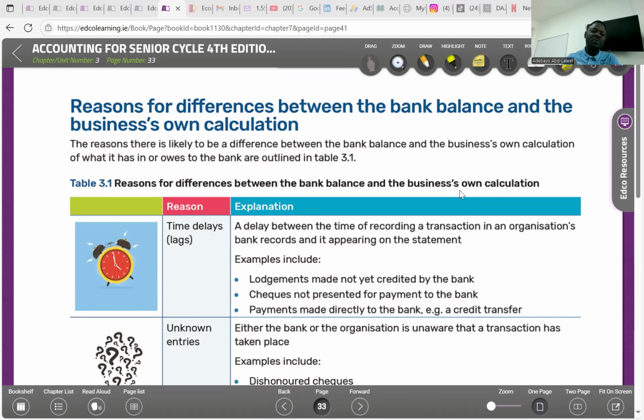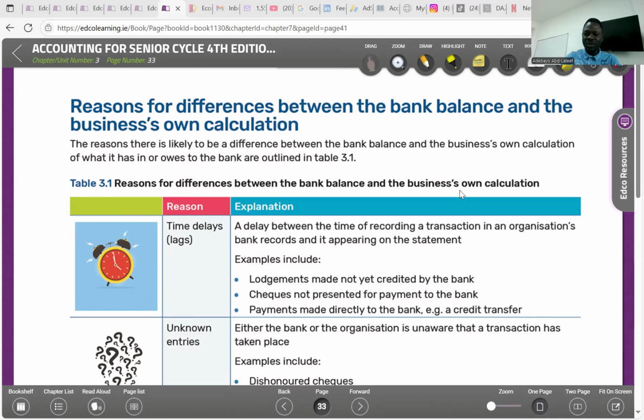Another reason is payments made directly to the bank, for example, credit transfer. If there's a credit transfer, that's an online transfer, the business might not be aware of that transaction, but it will appear in the credits of the bank statement. So a direct transfer might not reflect in the business's own account, but it will reflect in the bank statement. So these are time lags in between.